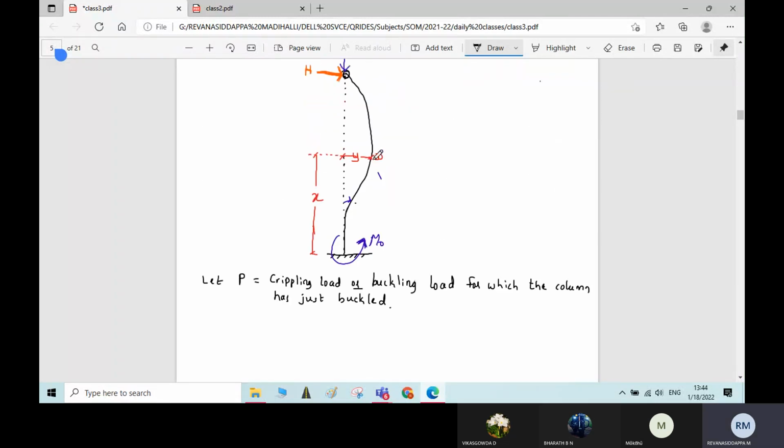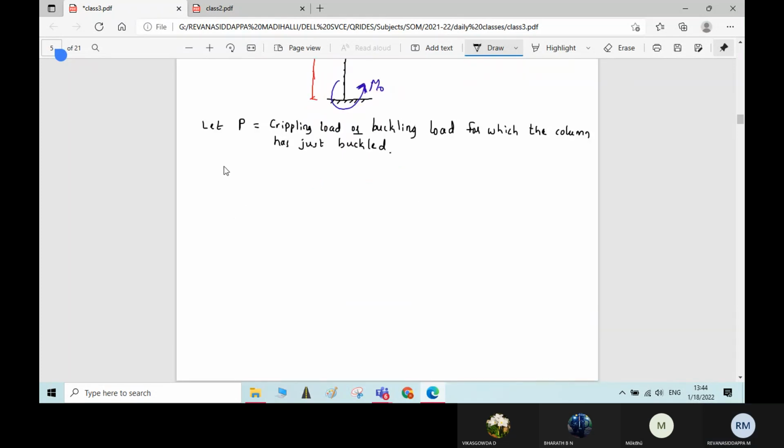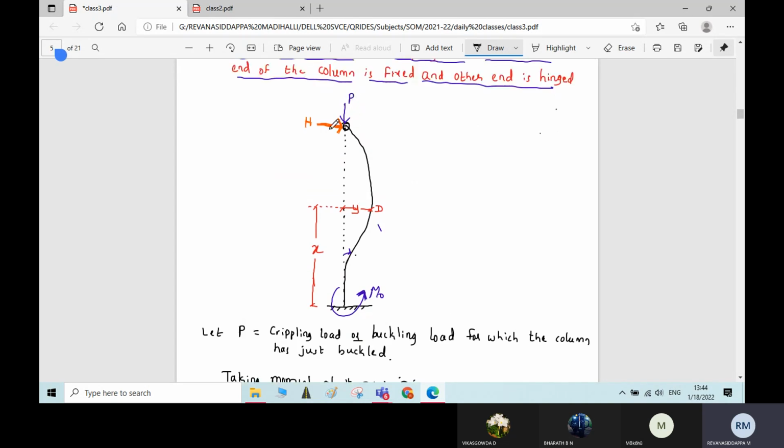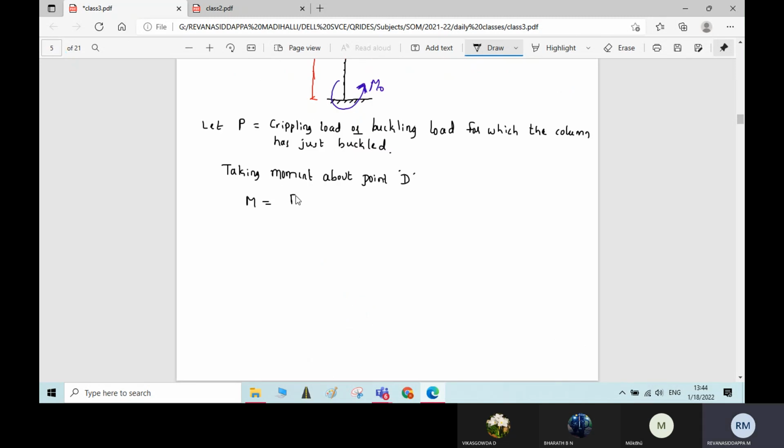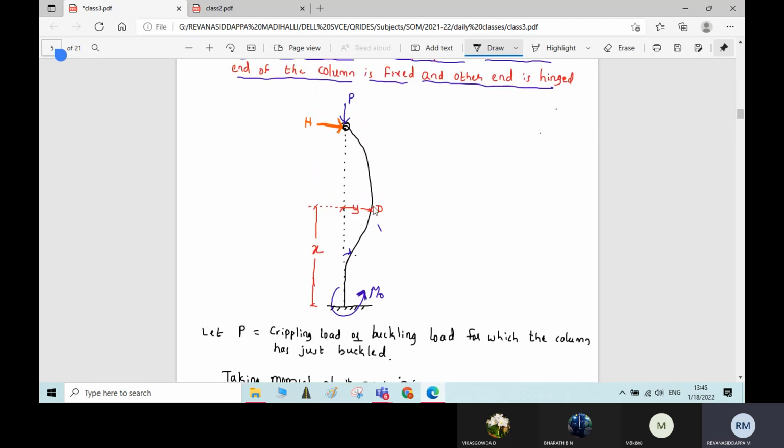Now taking moment about point D, or taking moment at section X, what you will get? M is equal to the sum of moments of this force P and H about point D. What is the moment of this force P? Moment is force into perpendicular distance. Force is P, and the perpendicular distance is Y, the perpendicular distance of point D from the line of action of force P.